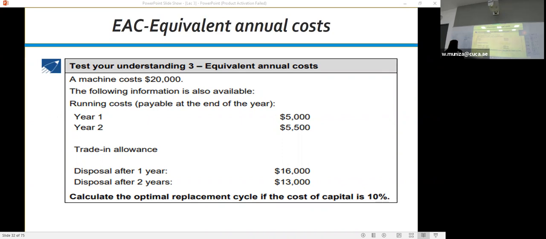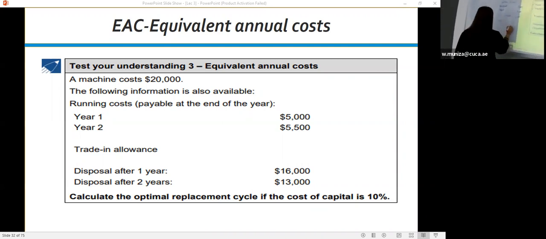Running cost is how much? Running cost 5,000. Then disposal is 16,000. Calculate the cash flows. 20,000. How much is it? 11,000. Sorry, yes, 11,000. Apply the discount factor, 10%. Calculate the NPV. Do the same with the second strategy.